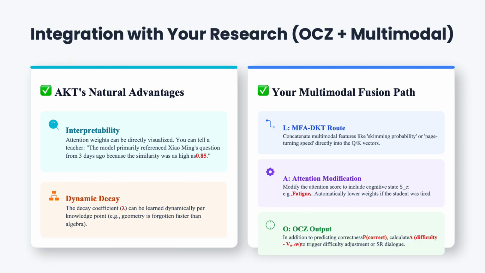The beauty of AKT is its flexibility and power, which opens up exciting new research directions. Let's see how it can integrate with two key areas. OCZ, Optimal Challenge Zone. We know students learn best when the material is neither too easy nor too hard. AKT's precise understanding of a student's knowledge state allows us to pinpoint their optimal challenge zone with great accuracy. We can then use this information to recommend the perfect next question, maximizing learning efficiency.